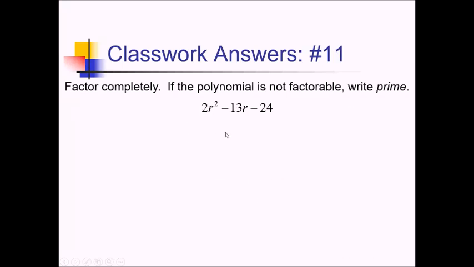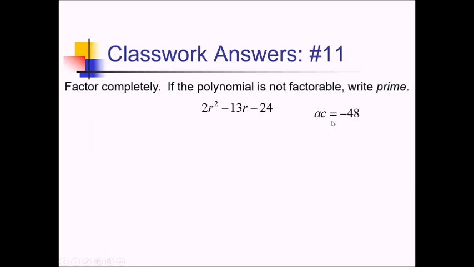For this one, we have an a value that's not 1. It's 2, and we can't factor 2 out of everything to fix that. So let me just go ahead and try the AC method on this. 2 times negative 24 is negative 48. So we need factors of negative 48 that add up to negative 13. And since they multiply to give me a negative, they have opposite signs.